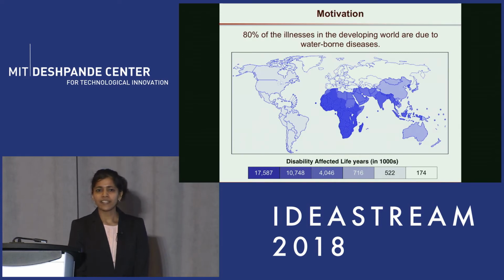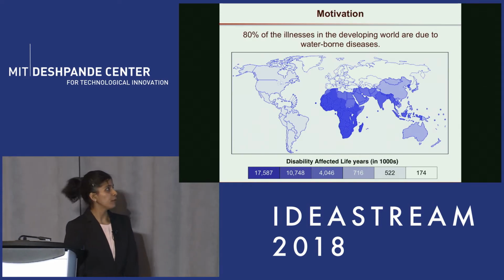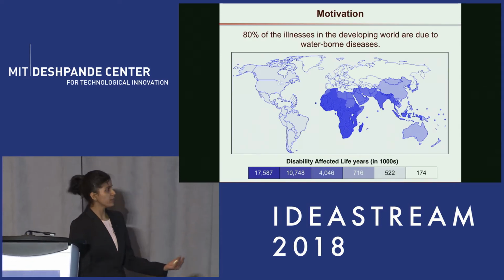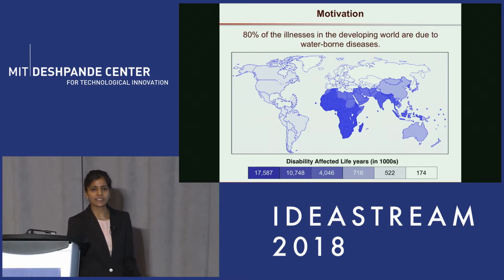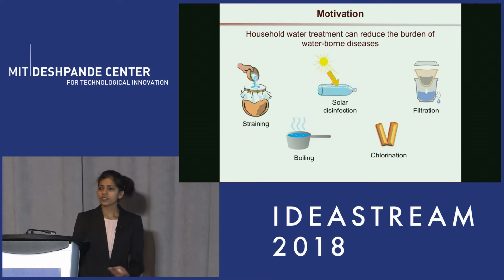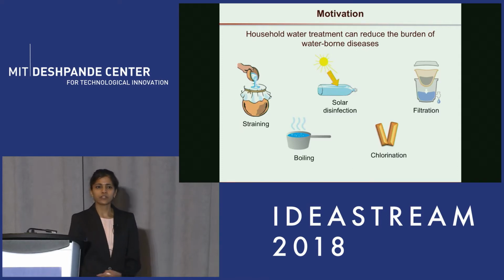And 80% of the illnesses in the developing world are because of unsafe drinking water. And as you can see from this graph, the majority of the burden of this disease is in the areas of Africa and Southeast Asia. Household water treatment is expected to go a long way towards solving this problem.